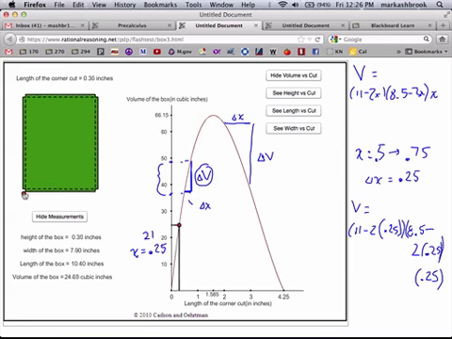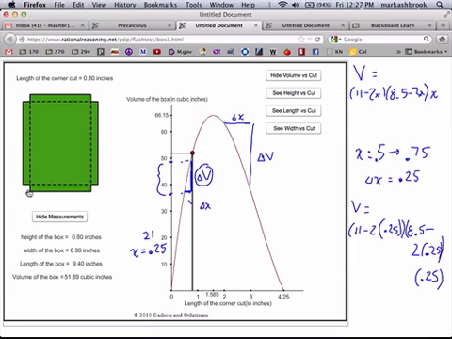So let's go to 0.75 first. What's the volume? 49.88. Okay, got it. Write it down. Minus, so that's this one up here, 49.88.